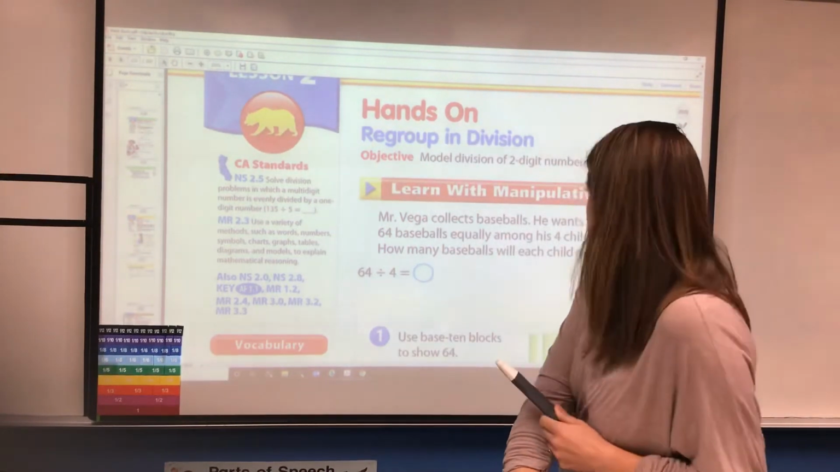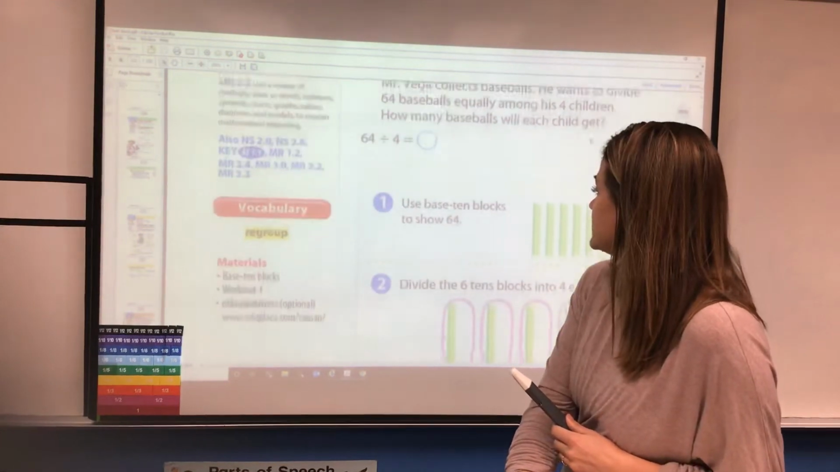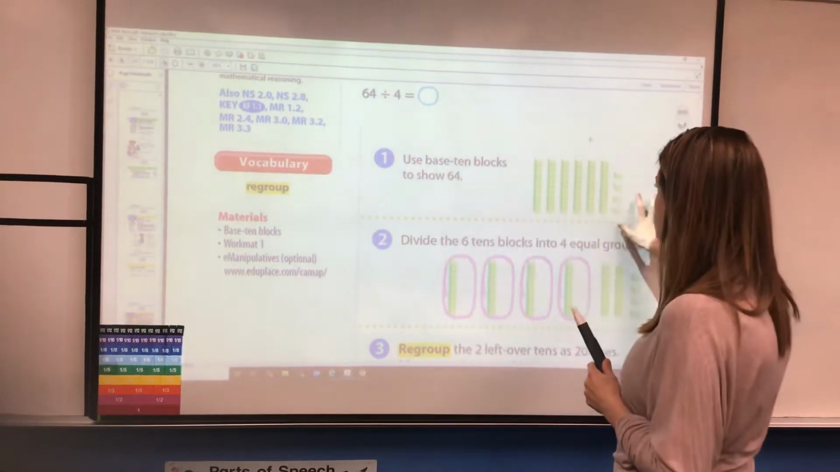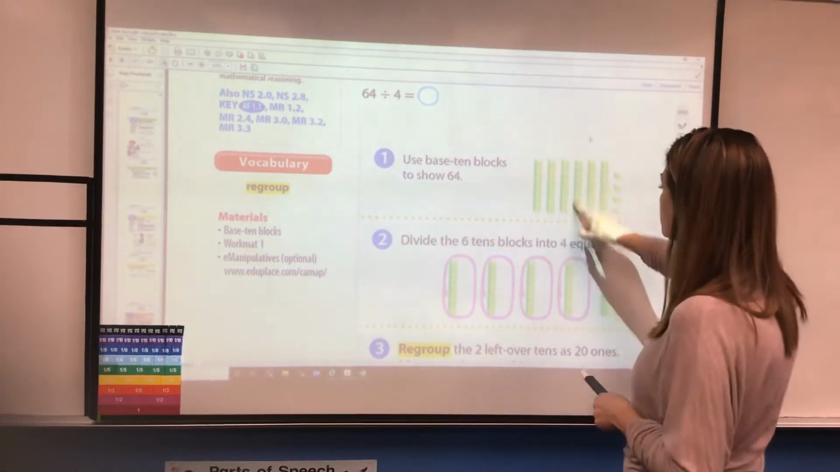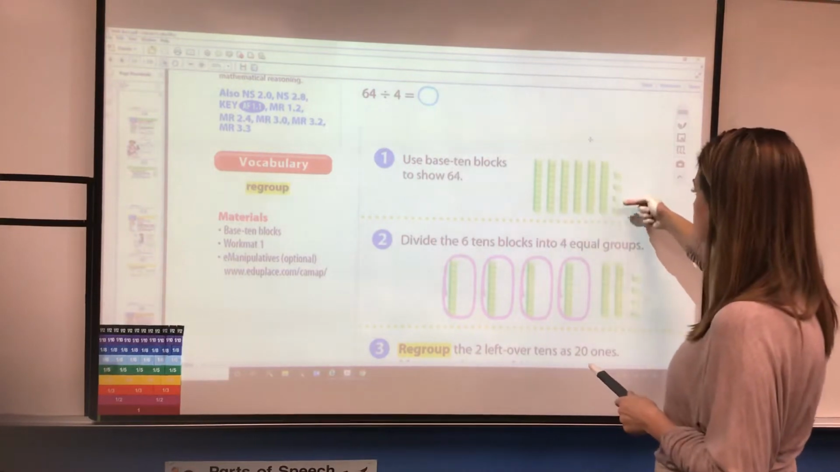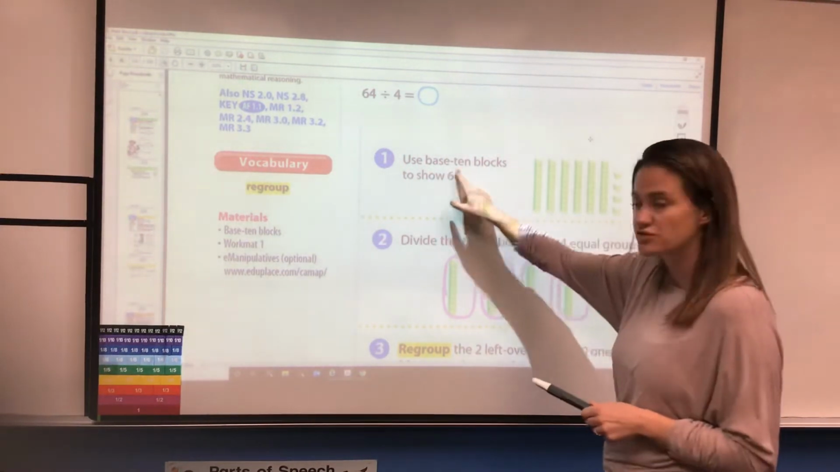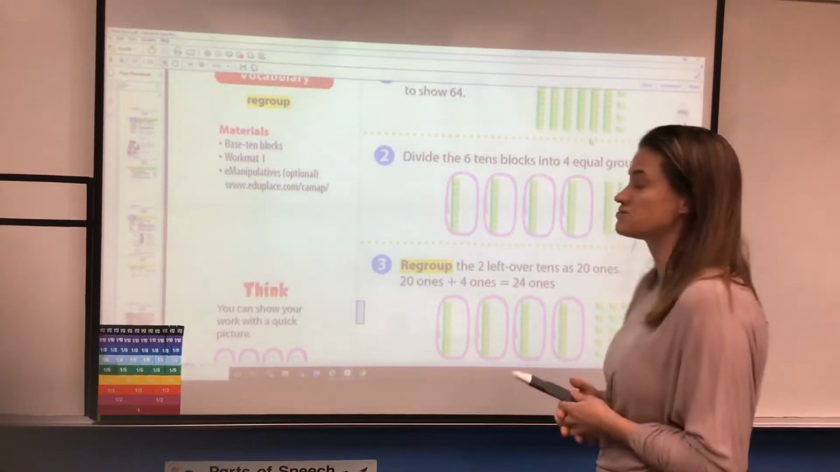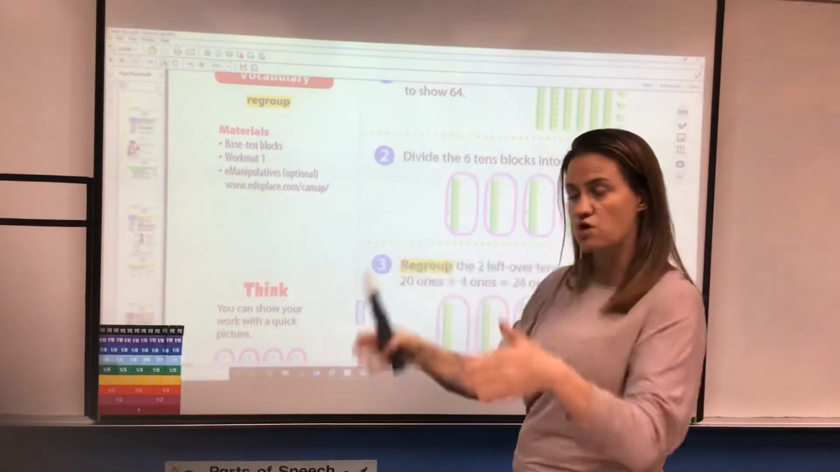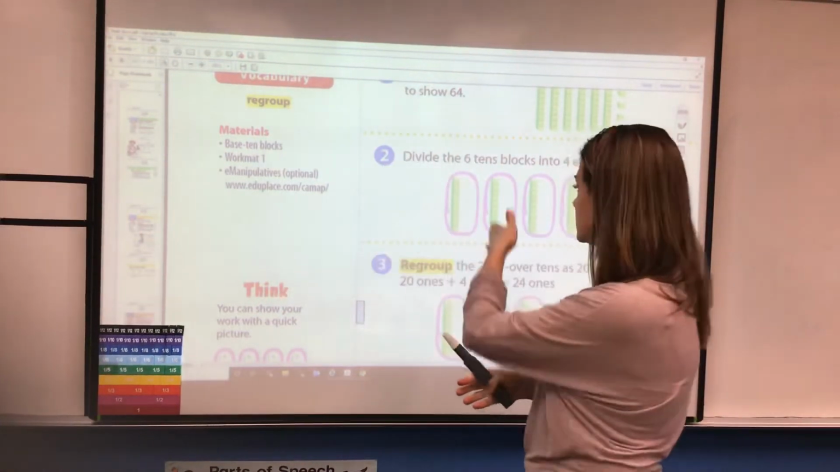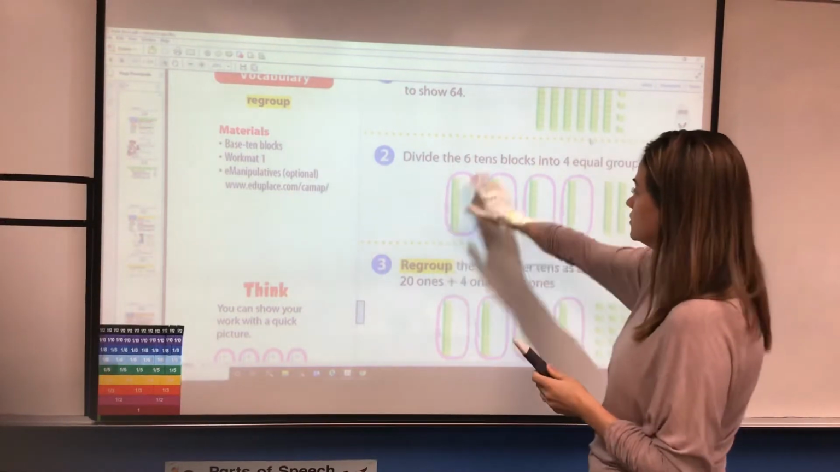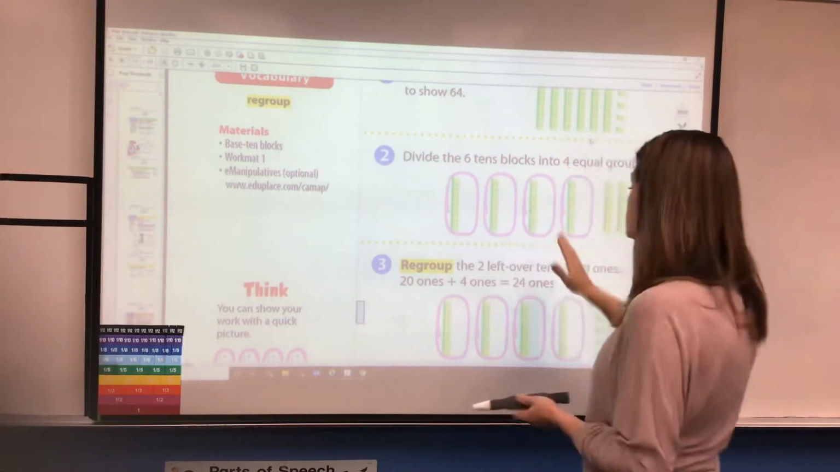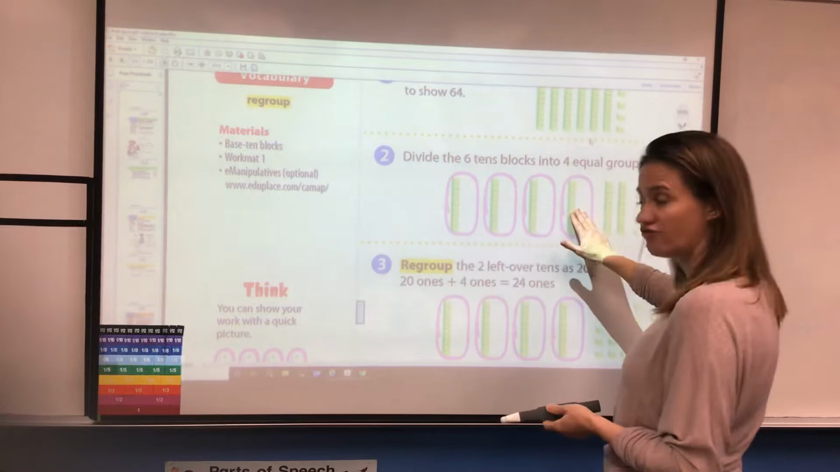But we're going to go ahead and go through this example. It says first use the base 10 blocks to show 64. They went ahead and showed you that. They have 10, 20, 30, 40, 50, 60, and the 1, 2, 3, 4 to signify the ones place of the 4. It says divide the 6 10 blocks into 4 equal groups. If you remember yesterday in the video how he told you to draw those rectangles so you can place them into equal groups. So we have 4 sort of rectangles here. And they divided it into 4 equal groups because that's what you're dividing by. So they put 1, 2, 3, and the 4th one there.